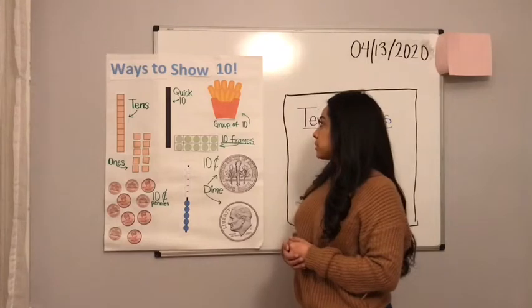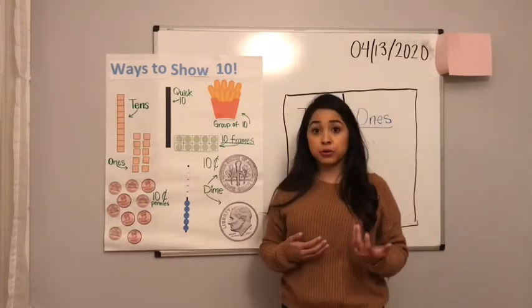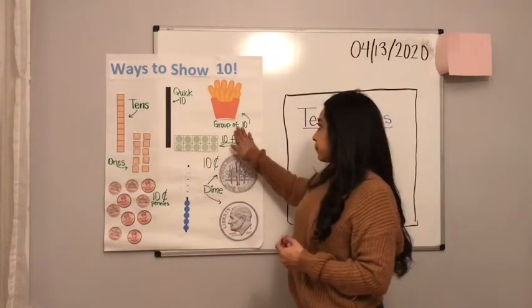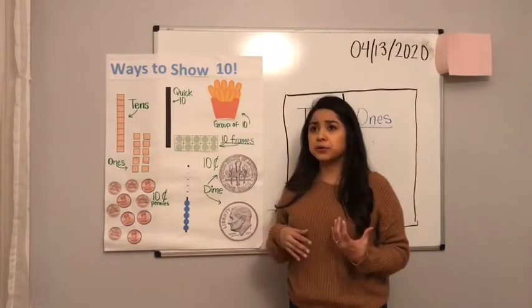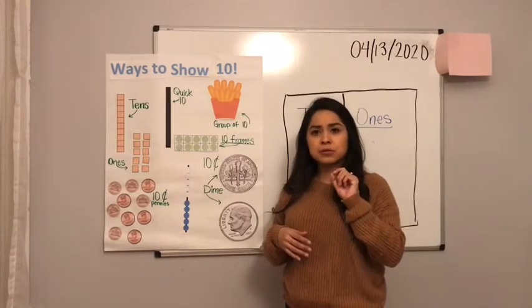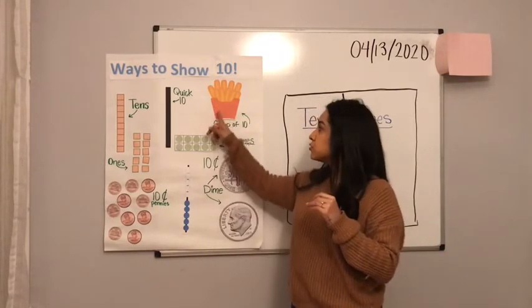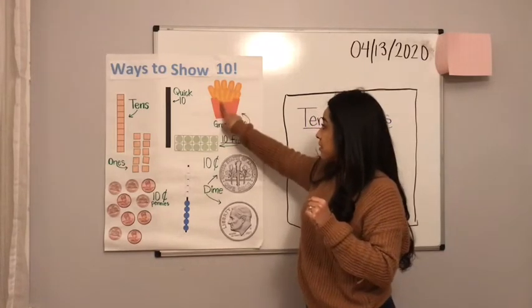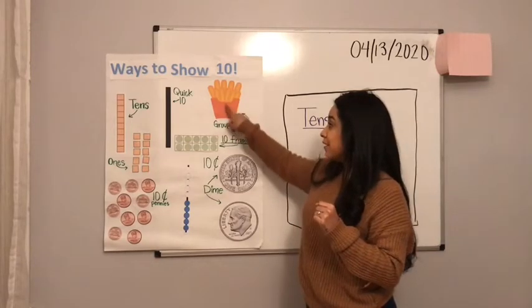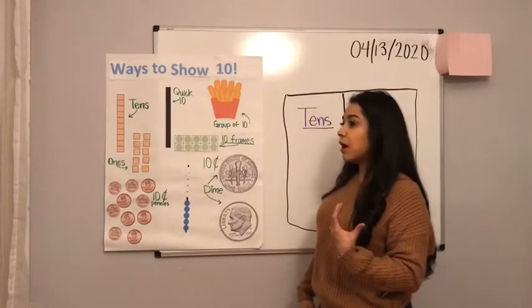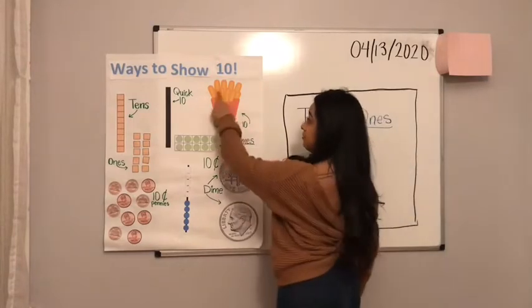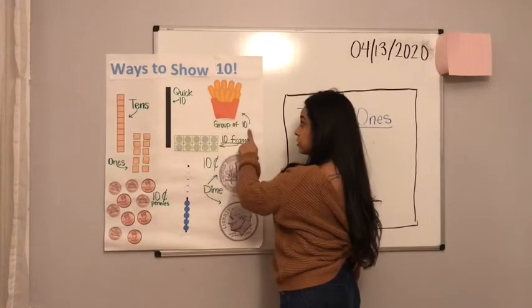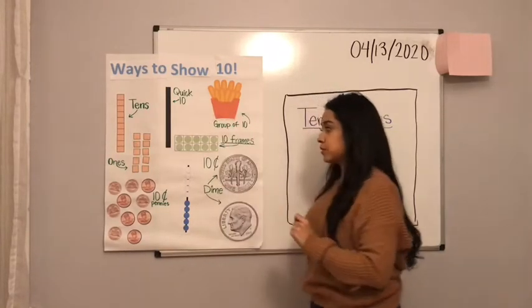Another way we can represent 10 that I noticed in your workbook and in your math book is groups of 10. Sometimes in your workbook I noticed that there were 10 little flowers, or they had fries too. I noticed a drawing with fries. If you notice, these have 10 fries in there. So this is a group of 10. If I ask you how many groups of 10 do you see? Yes, I see 10 fries, but there is only one group of these 10 fries. So this is a group of 10, which is another way to show 10.